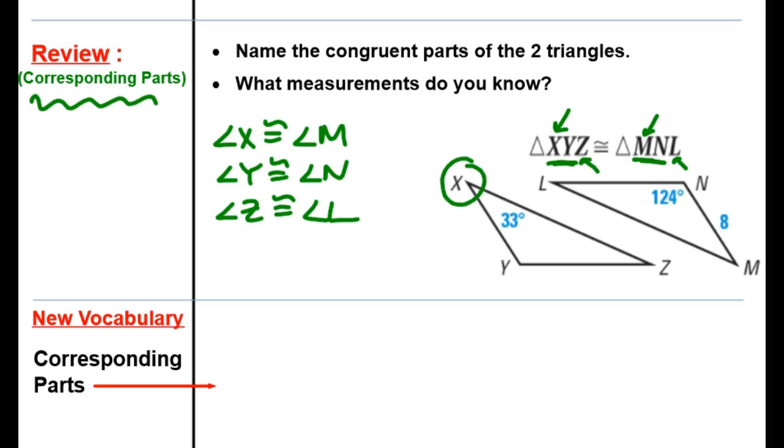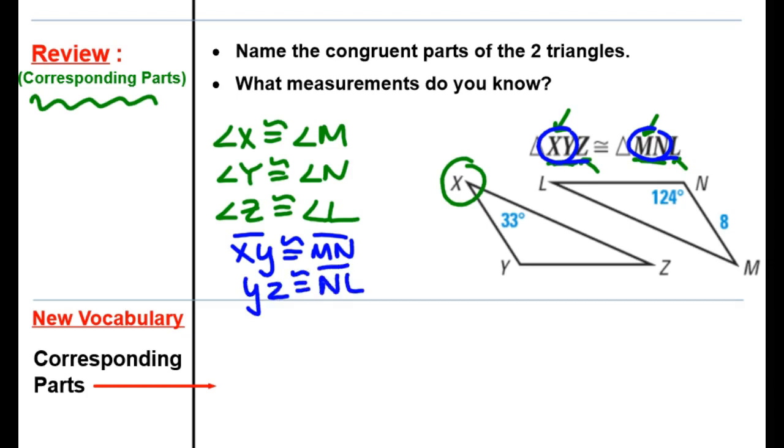And for that matter, we could use all of the sides also. I could use the first two sides, XY with MN. XY congruent to MN. I could do the next two, YZ with NL, with bars above the top. And I could do the last two, XZ congruent to ML.